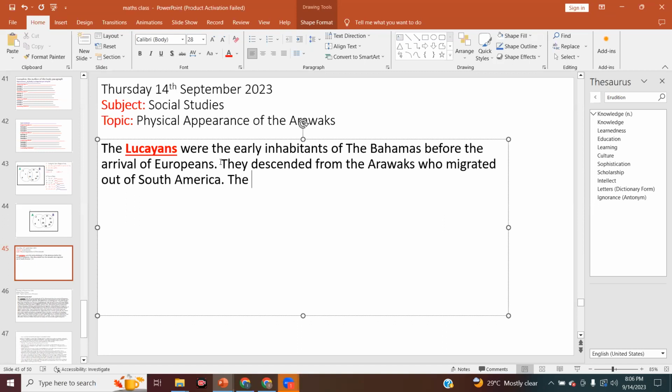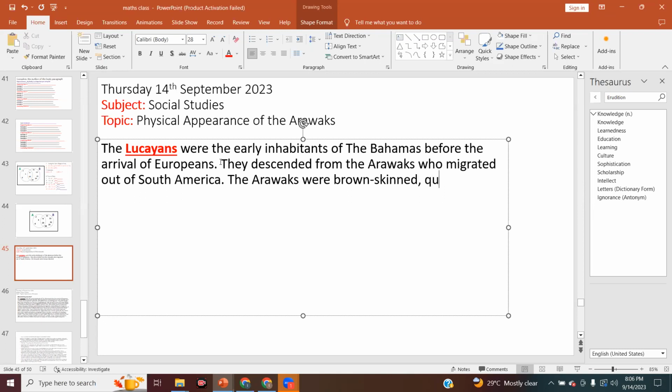The Arawaks were, what color was their skin? How would you describe their skin? Black skin, brown skin, white skin? What do you say? It was brown skin. Yes, I'll go with brown skin. So they were brown skin.